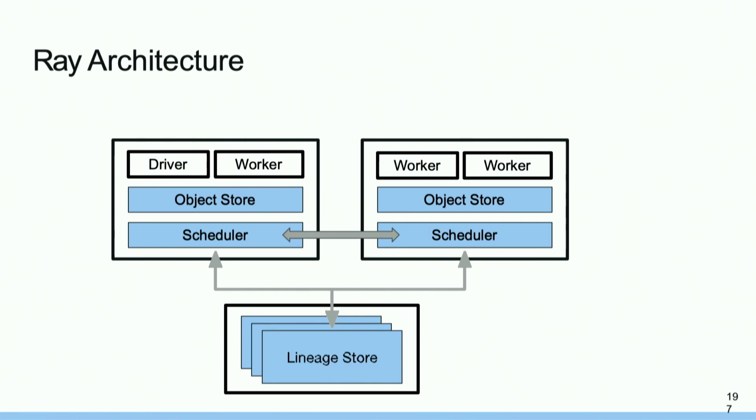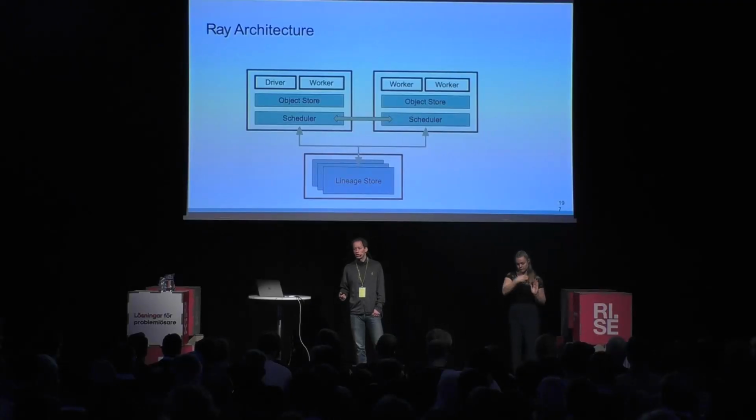So this makes it very easy to do fault tolerance, because when a node goes down, we just need to restart it, and it can reread the information from the global control store and then just re-execute the computation.